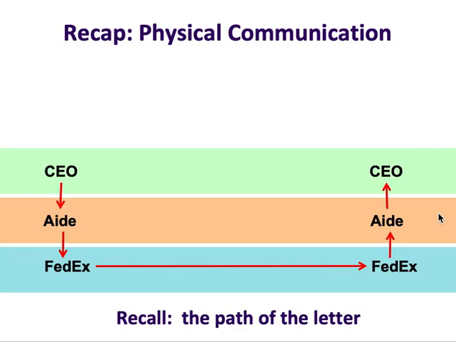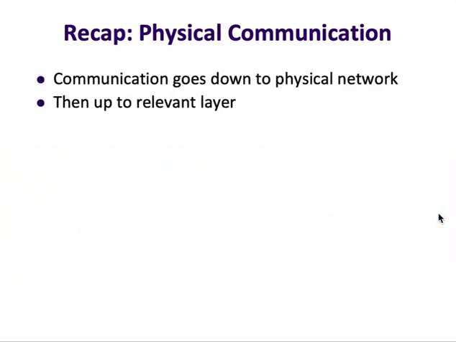I wanted to bring you back to that analogy we had with the CEO and the two CEOs talking, where we said you start with this letter that travels down the layers, so kind of down the stack, then across the world, and then back up the stack. Okay, that was the path of the letter. And so we'd said that communication goes down to the physical network, that was the FedEx infrastructure in that example, and then goes back up to the relevant layer.